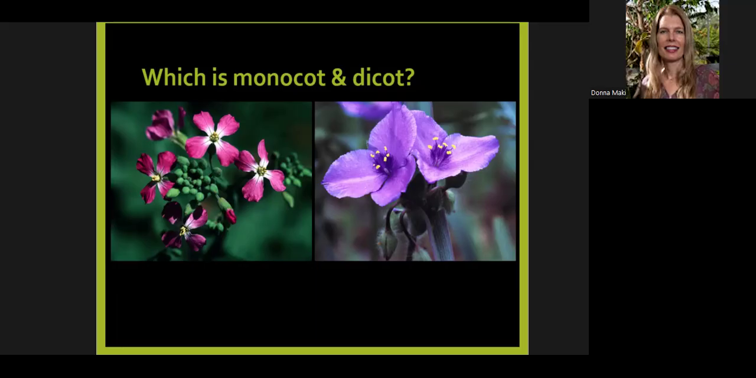This one? Oh, the Brassicaceae? It doesn't say in the notes either. I don't know what flower that is. I associate 4 petals with.